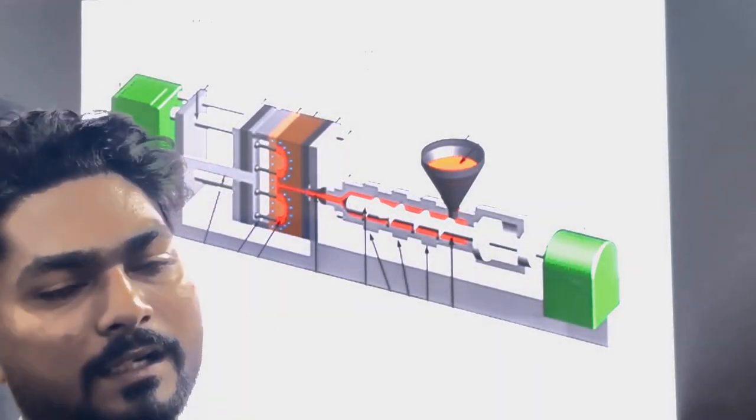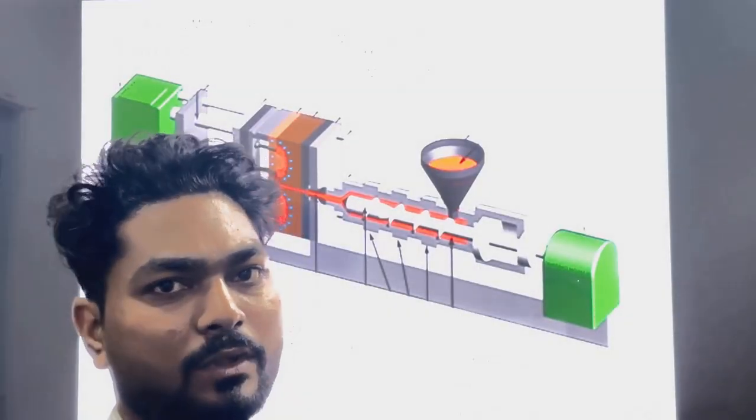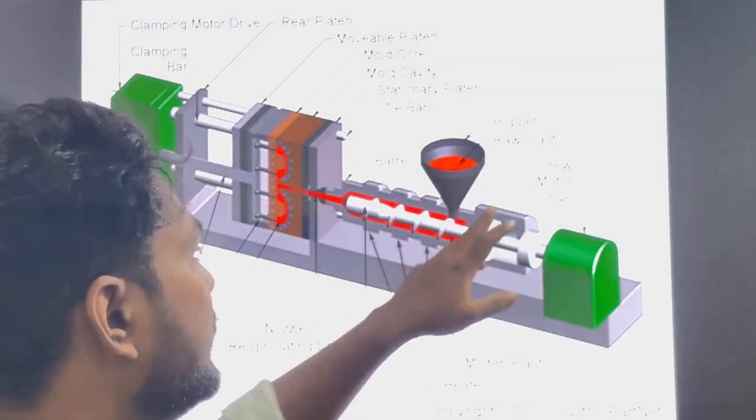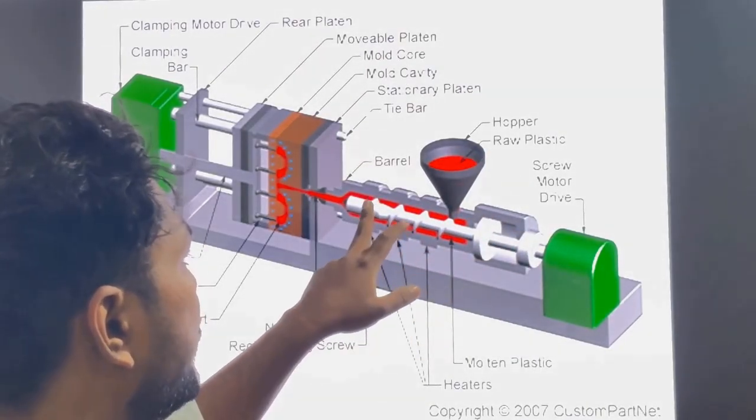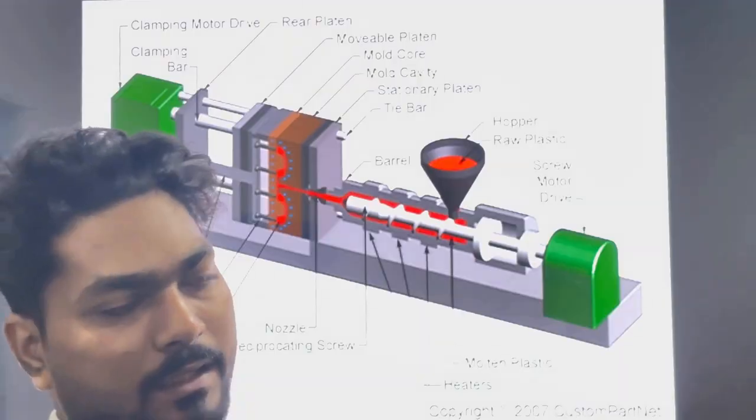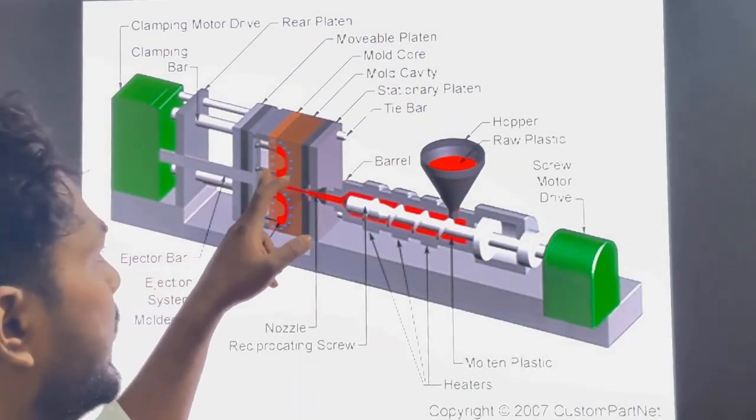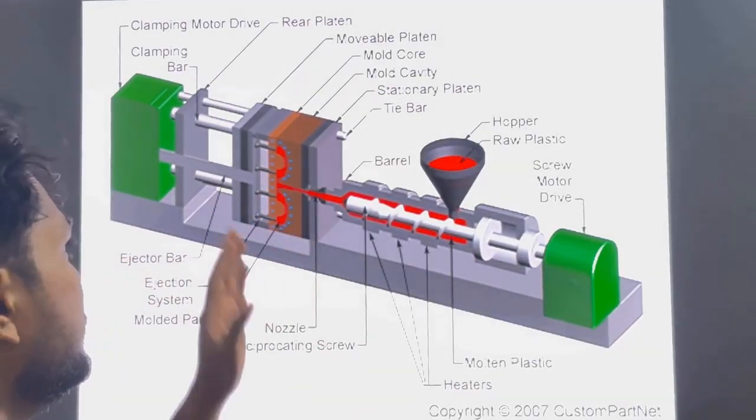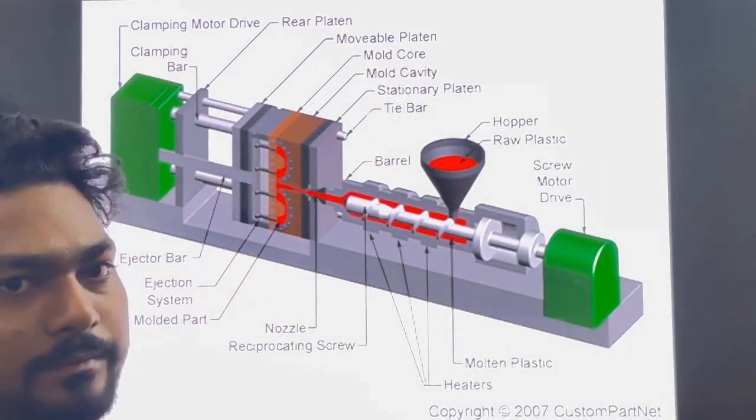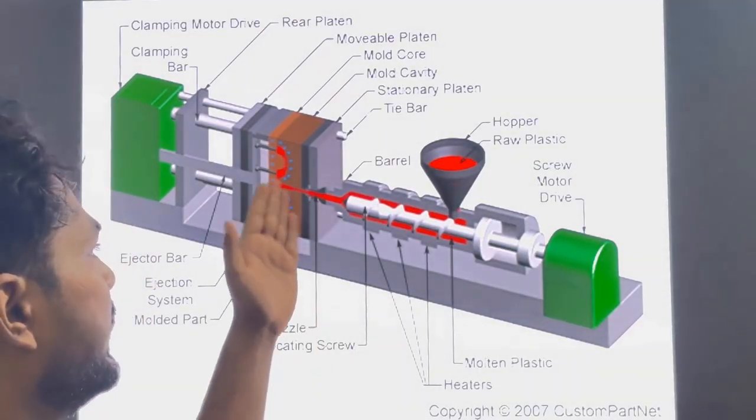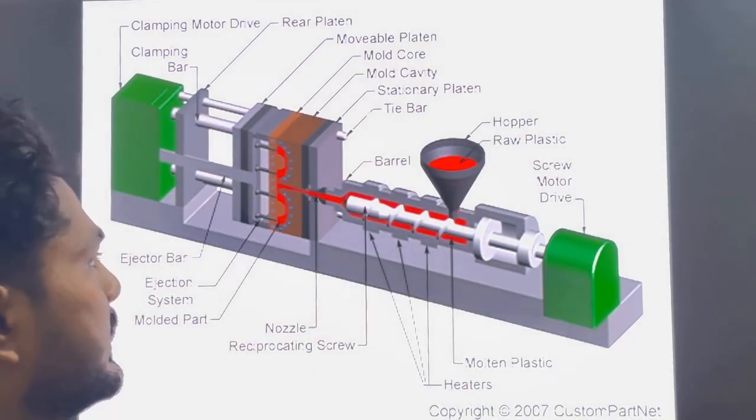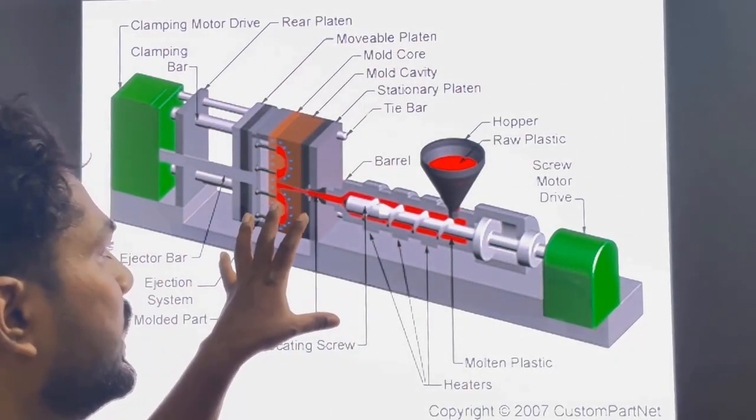So the important parts in injection molding are this hopper, which is feeding the material. Then here, this is our molten plastic. This is a non-return valve, which is also an important part. Then the core and cavity, then the ejector pins, and then the coolant bores. The gating system and runner system are also important. So this is the complete working of an injection molding machine.